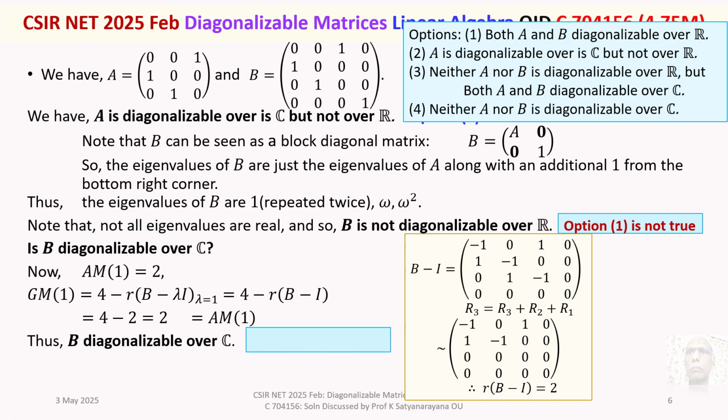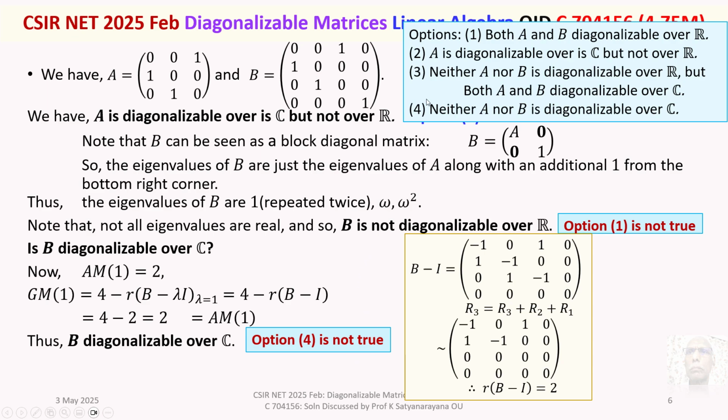Now option 4 is not true. Why is it not true? Option 4 says neither A nor B is diagonalizable over C, but A is diagonalizable over C, and B is diagonalizable over C. Therefore option 4 is not true.